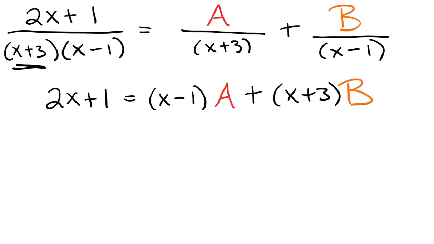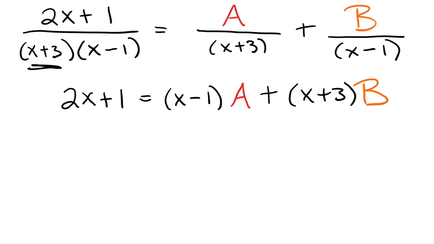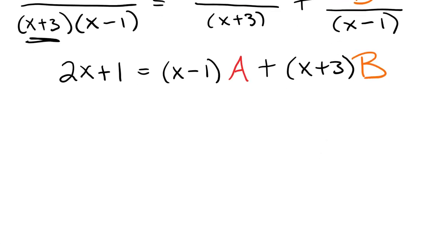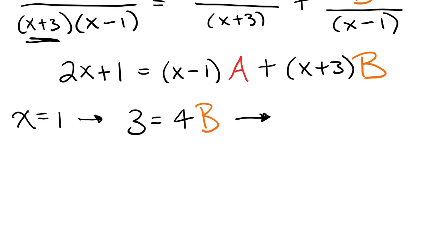Now, in order to solve for a and b, we could distribute them out, and then there's a way to solve for them that way. The easiest way is just to choose values for our x's. So the first thing we will do is say, okay, if x equals 1, then on the left-hand side we'll get 2 times 1 plus 1, which is 3, and that's equal to, well, the 1 is going to cancel out here when we have the 1 minus 1 times a. So then we'll just be left with the next term, which is 4 times b. And if we divide by 4 on both sides, we'll get b is equal to 3 over 4.